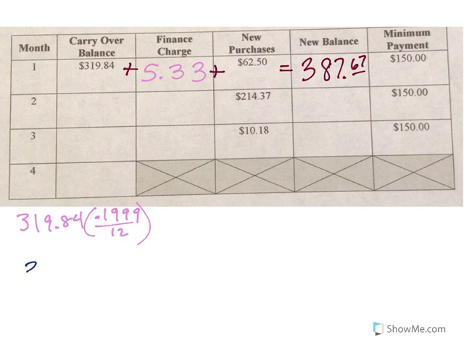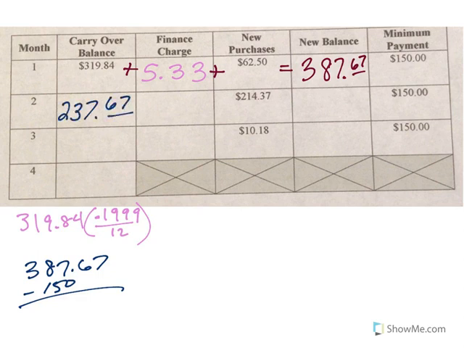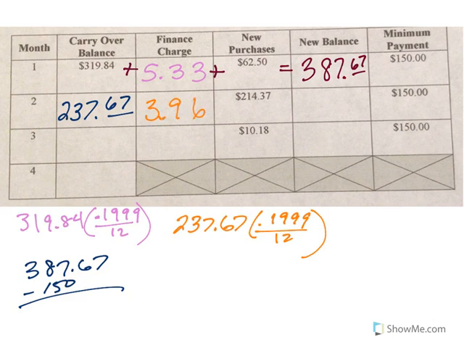Now, we know that Jordan is paying $150 a month. So we would take that $387.67 and subtract $150. So the carryover balance for month two is $237.67. You'll notice the starting balance in month two is less than the starting balance in month one, so the finance charge will be less. So I take that $237.67 and I multiply by the 0.1999 divided by 12. My finance charge for month two is $3.96.